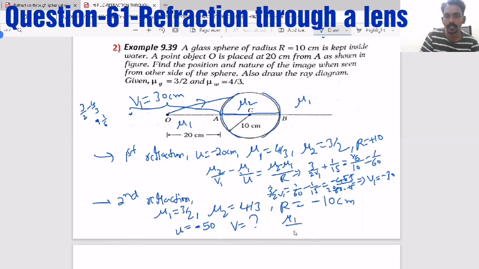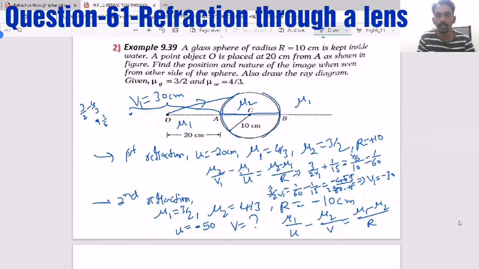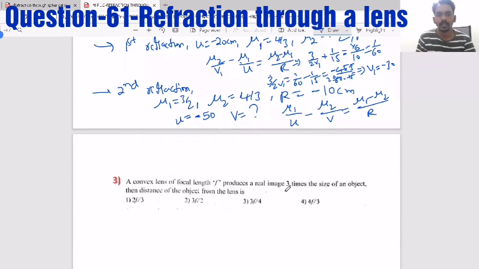Mu1 first will come. Mu1 by U minus mu2 by V equal to mu1 minus mu2 by R. So this way you need to understand how to apply the sign convention and how to solve the question.